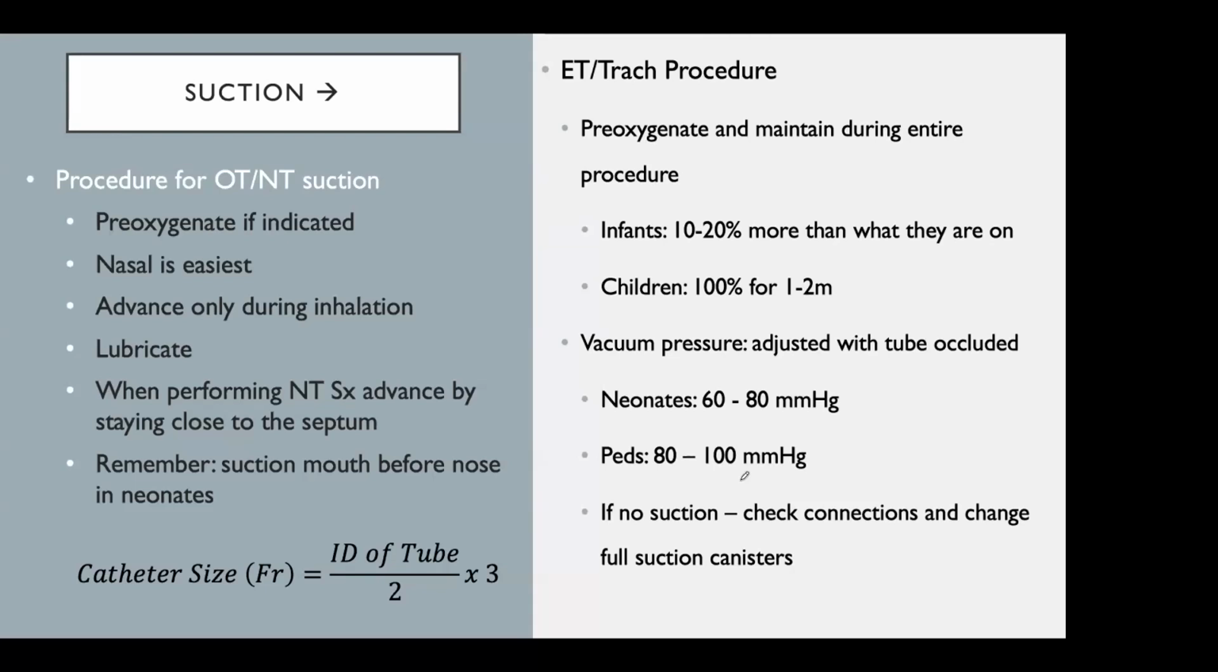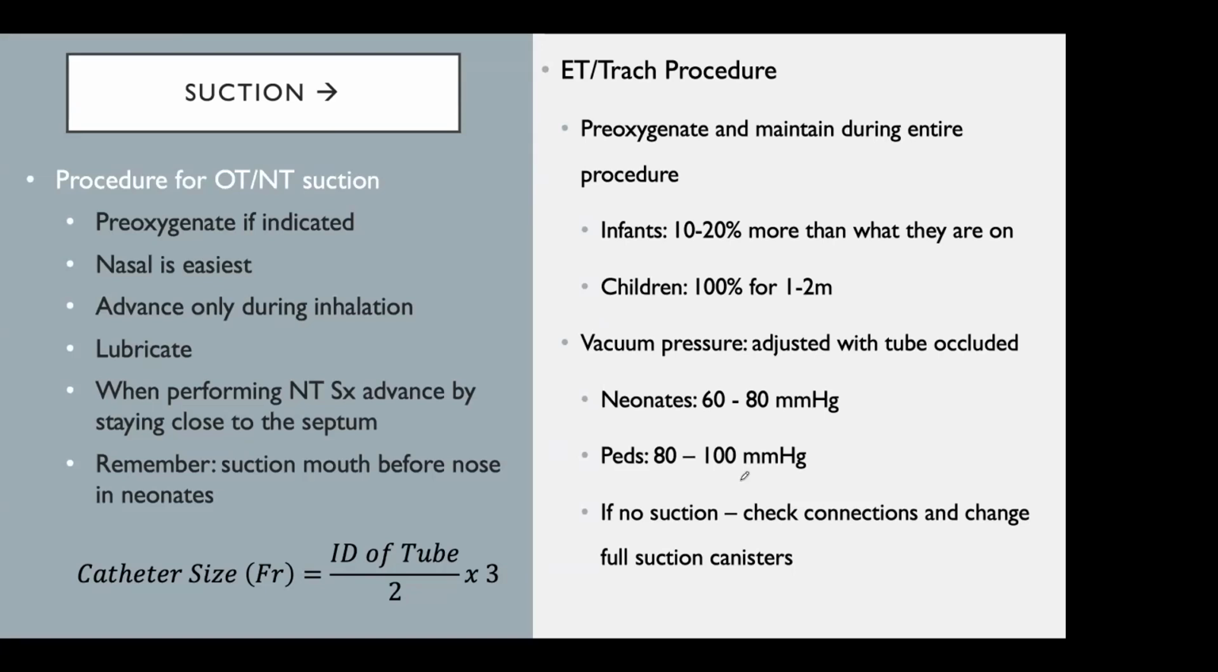ET tube, trach procedure. Pre-oxygenate and maintain oxygenation during the entire procedure. Again, we want to watch out for retinopathy. So for infants, we generally want to do 10 to 20% more of what they were on. If we're thinking of straight neonates, aside from a CPR or general pulmonary need, we don't do 100%. We do 21, 30, 31, 30, 30%. Again with the blender.